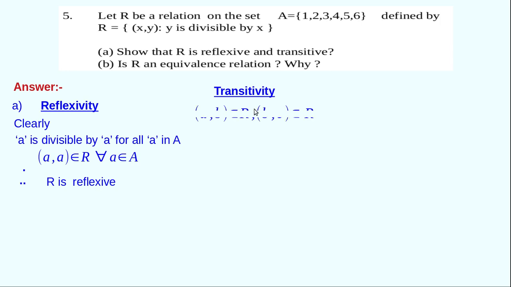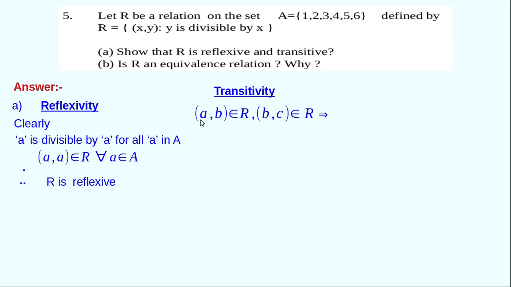Now let us check the transitivity. We want to prove that the relation is transitive. For that we want a general proof. (A, B) belongs to R, (B, C) belongs to R. What is the meaning? (A, B) belongs to R implies B is divisible by A. (B, C) belongs to R implies C is divisible by B. When B is divisible by A, B by A is a natural number in this set. Clearly B by A is a natural number. For example, (2, 6) belongs to the relation. What is the reason? 6 by 2 is equal to 3, and 3 is a natural number.